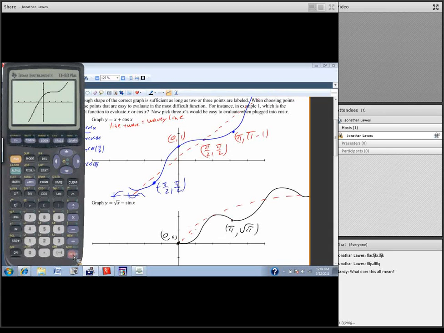Not too bad, that's what we've got here, okay? So I'm going to zoom out. Let's take a look at zoom standard. Not too bad. Okay. Now I'm going to zoom back in and let's take a look at something else. Let's take a look at, there's our graph.